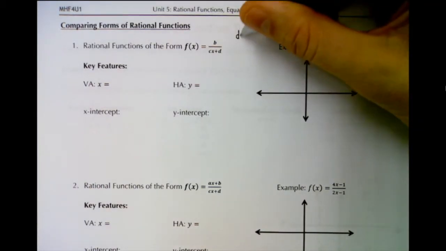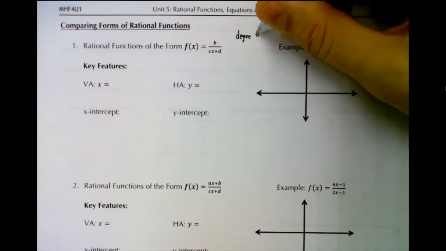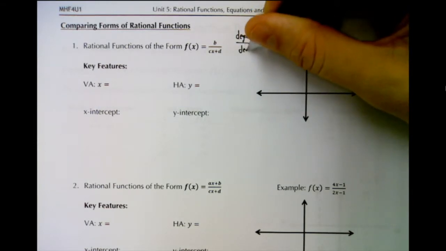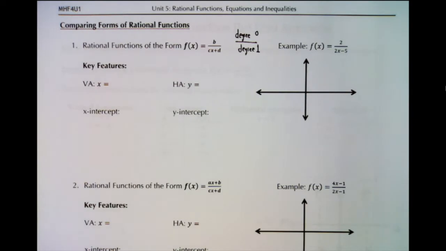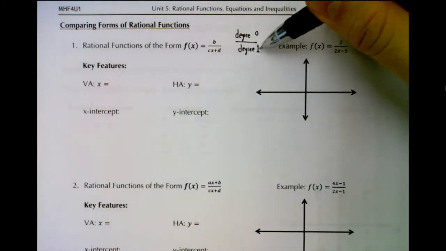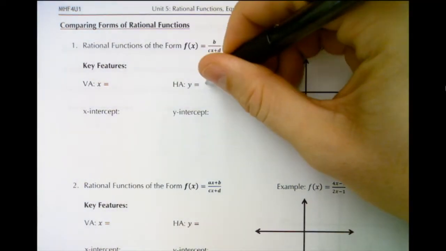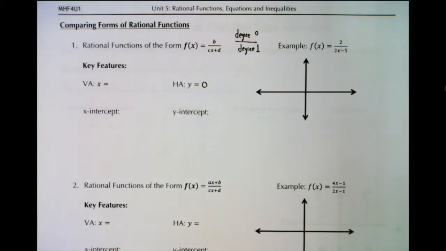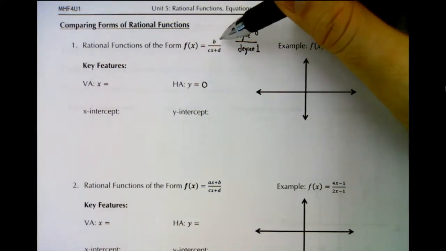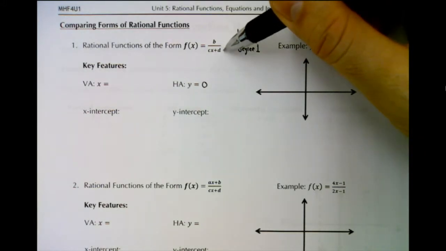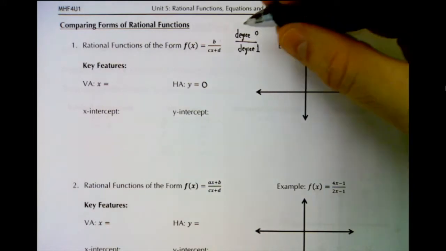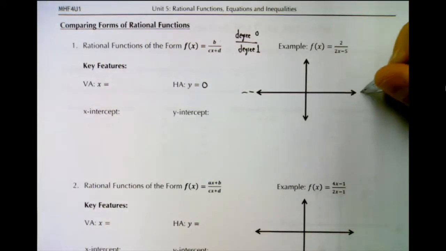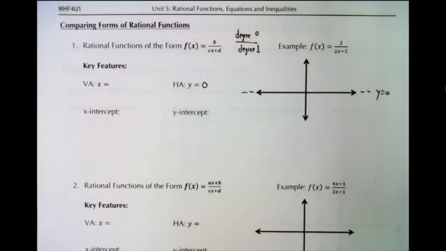So this is degree 0 over degree 1. What that should tell you right away is the degree of the denominator is larger, which means your horizontal asymptote is going to be 0. And that's true of all rational or reciprocal functions, and it's true of all functions in which the degree on the bottom is higher than the degree on the top. So we're going to start by showing that we have a horizontal asymptote at y equals 0.